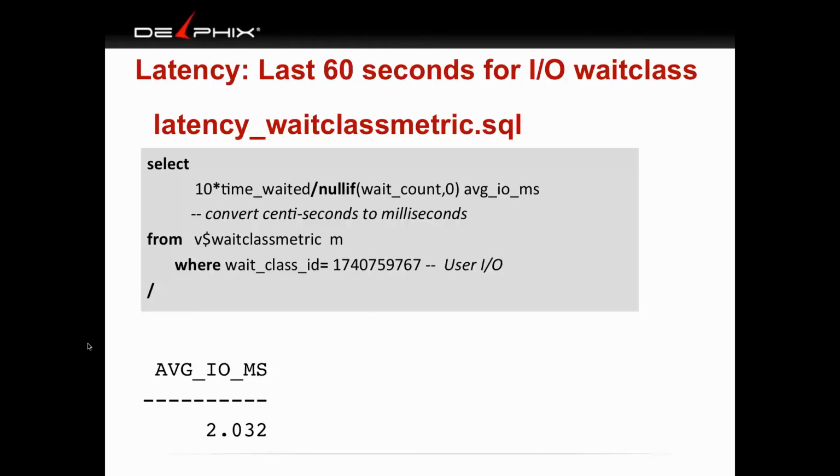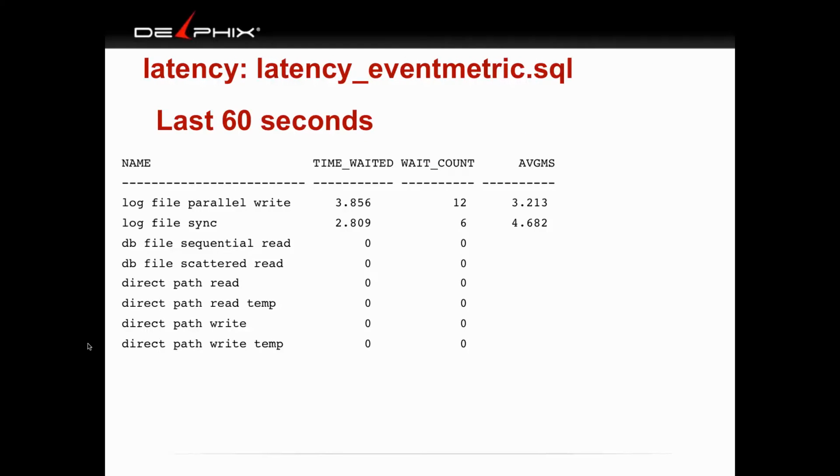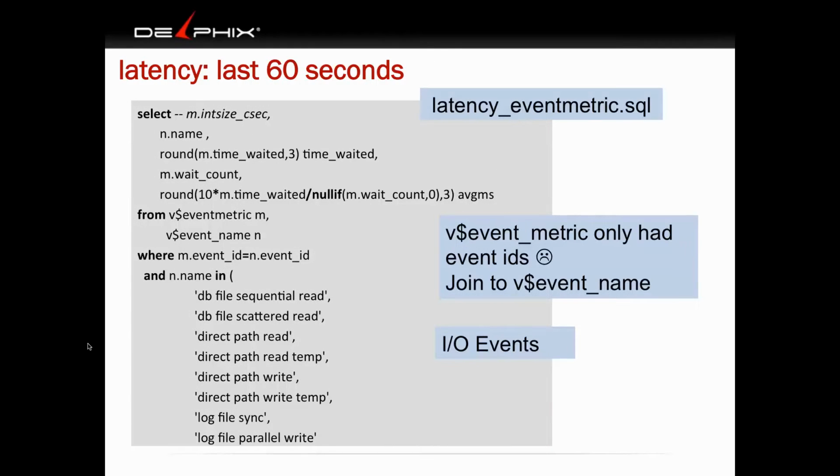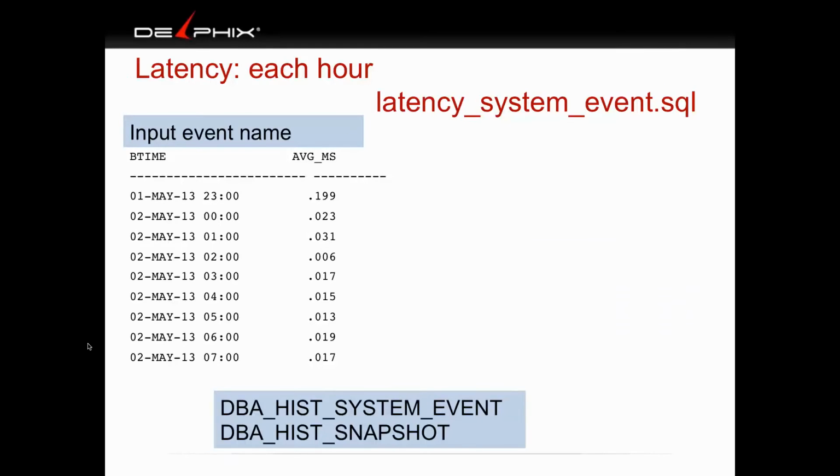So I have three queries in the ASH repository to get it. Latency from wait class metrics will tell me I/O average latency. I don't really like that. I like to know which wait events have which latency. So I can go into the event metrics and get the latency by event. This is the last 60 seconds. If I want to see it over time, I can look at DBA system event. When I run the query, it's going to ask what wait events you want to see, and then it'll give me the average latency for that wait event by hour.